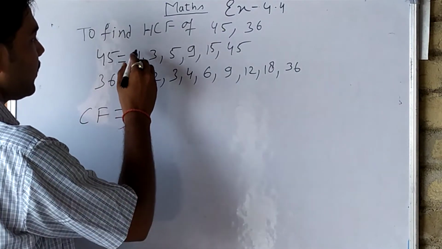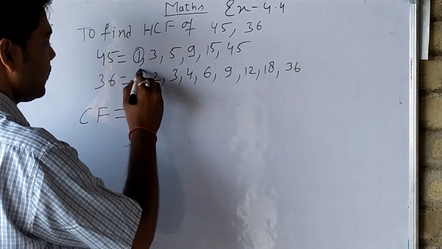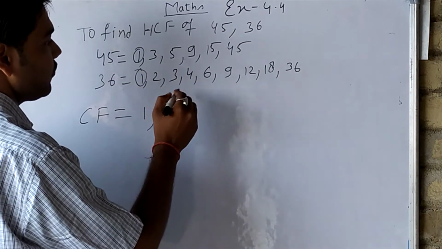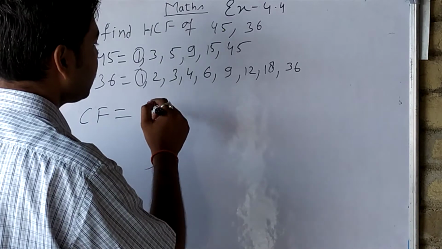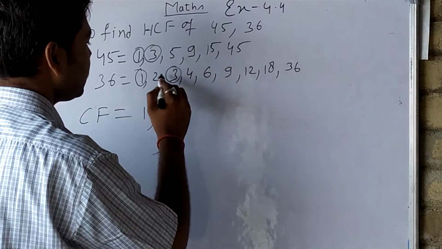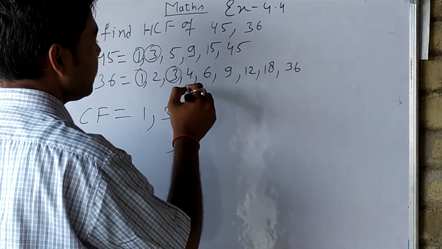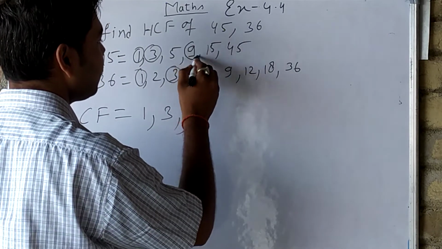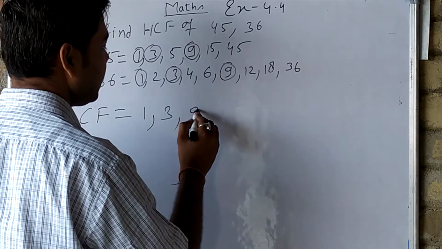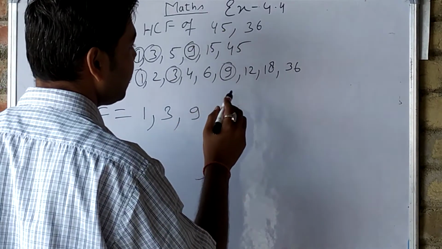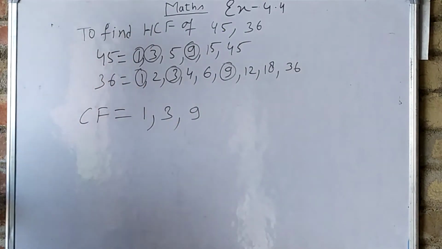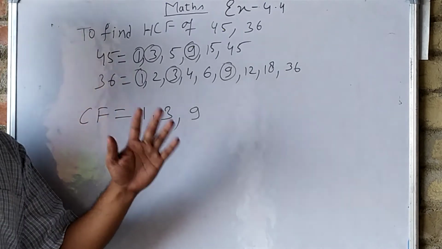So common factors are 1, then we do not have 2, then we will have 3, so we will write here 3. Then 5 we don't have, then 9 we will have, so we will write 9. Then no other factors we will have. So common factors will be 1, 3 and 9.